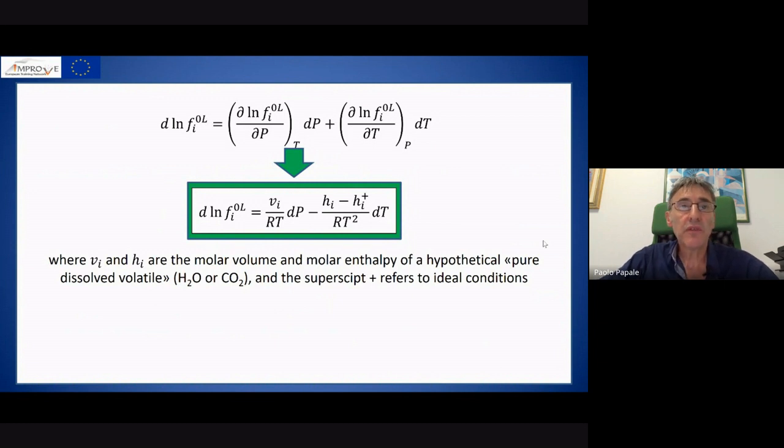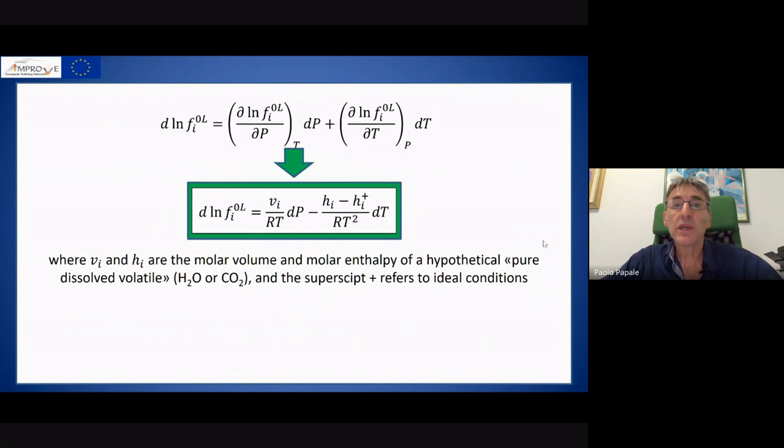In our case, we developed it in order to describe a reference state for the volatile dissolved in the liquid phase that we selected to correspond to a hypothetical pure dissolved volatile. Thus, the molar volume and the molar enthalpy in this expression refer to such a hypothetical state. Again, keep in mind that we don't have yet any equation of state for the hypothetical state. That's something that we are delaying to a later stage. For the moment, we assume that we will be able to find a proper equation of state.